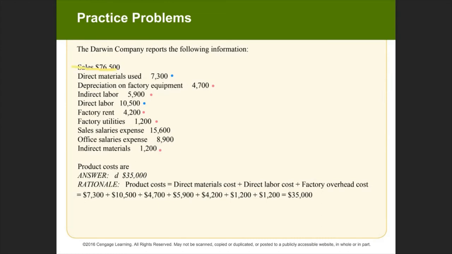Sales don't have anything to do with any of these. It's not a direct materials cost, direct labor cost, or factory overhead cost. So we can rule that one out. And then the same with our sales salaries expense and our office salaries expense. So none of those were needed because they're not a direct material, direct labor, or factory overhead cost.